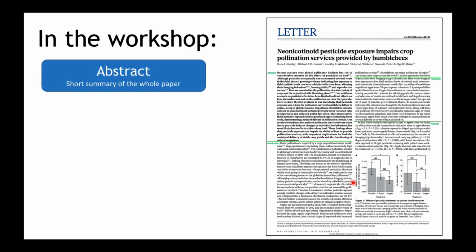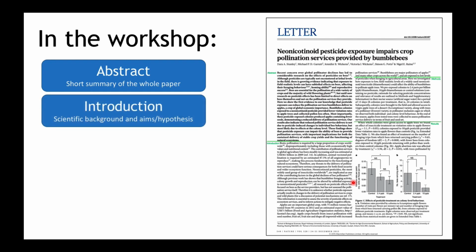So just to be aware of the structure of scientific papers, we usually have an abstract, which is a short summary of the whole paper. So that will give an overview of what the whole paper is about. We then have an introduction, which is the scientific background to the study, and will state the aims or the hypothesis somewhere in there, so we can say what the study's all about.